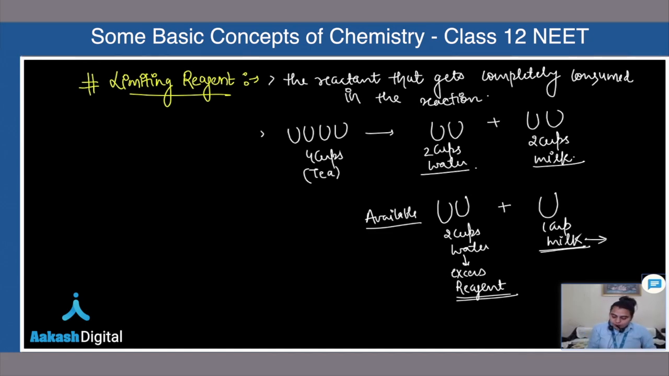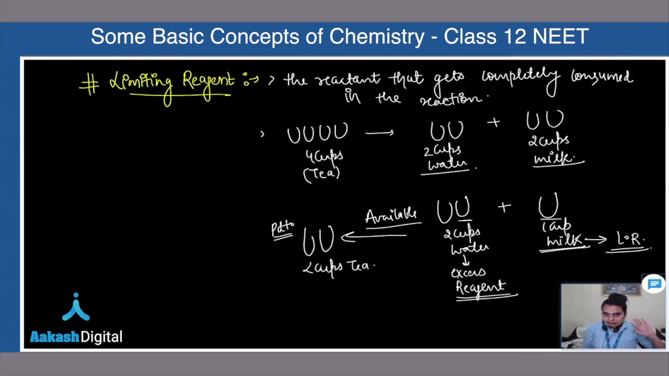Next thing, with 1 cup of milk and 1 cup of water that is being used, how much tea would you be able to make? Yes, how much tea would you be able to make? Just 2 cups of tea. Product would be 2 cups of tea. So what does this mean? The amount of product that is getting formed depends upon the amount of the limiting reagent and not on the amount of excess reagent. Yes or no? The amount of product that is being formed depends upon the amount of limiting reagent. Is it clear, everyone? Yes? Am I clear to you?